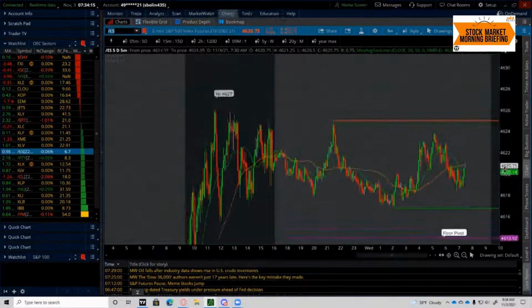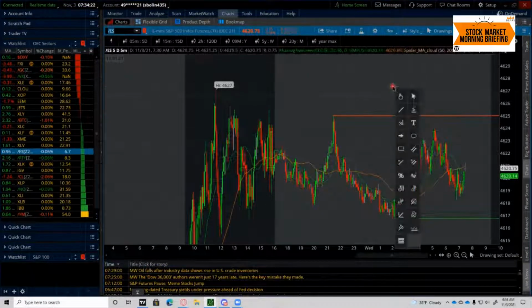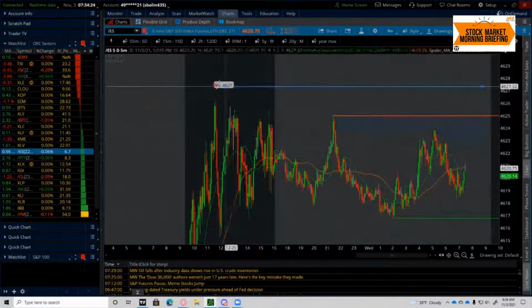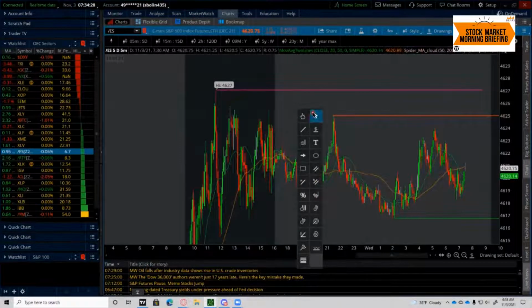Red line is Globex high. Green line is Globex low. That is very likely to be our range today. If it does get out of the boundaries, yesterday's high is likely to be our high today until at least 2 o'clock.